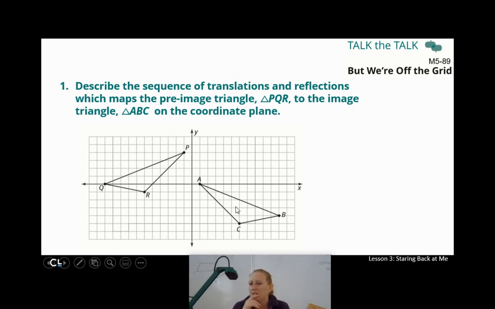And you can be nice and specific this time, right? Because we've got numbers. We've got a coordinate plane to play with. Go ahead, hit pause, and see what you can do with this. Hit play when you're ready to check your work.